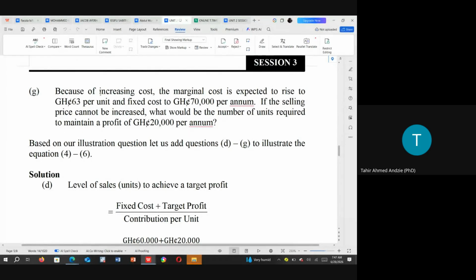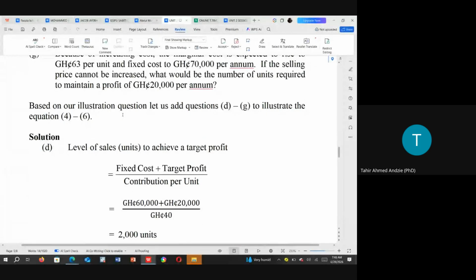So therefore, this question G, sub-question G, is just asking that even though we have made that assumption, what if in real case fixed cost changes or variable cost per unit changes? What will be the effect on the break-even point and even the target profit? So those are analyses that can be done. So based on our illustrations, let us now add questions D to G to illustrate the equations 4 and 6, right?